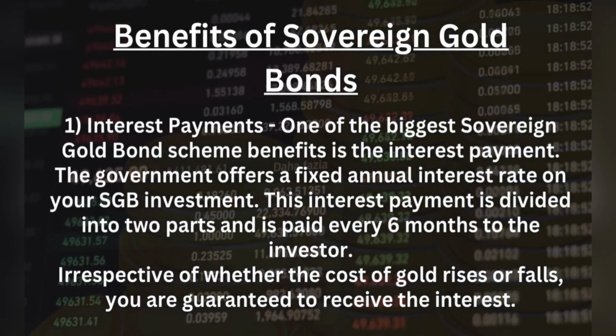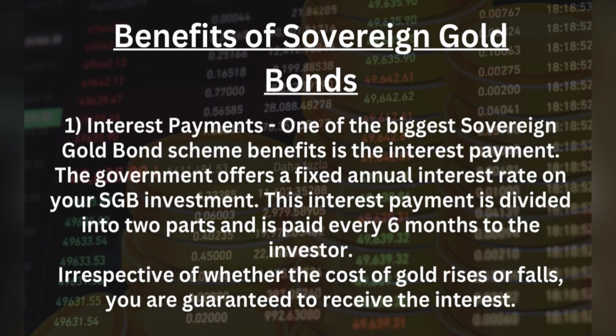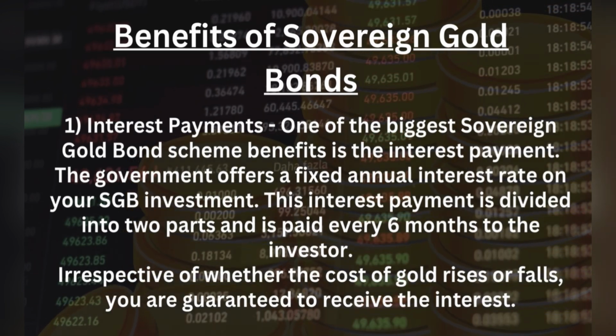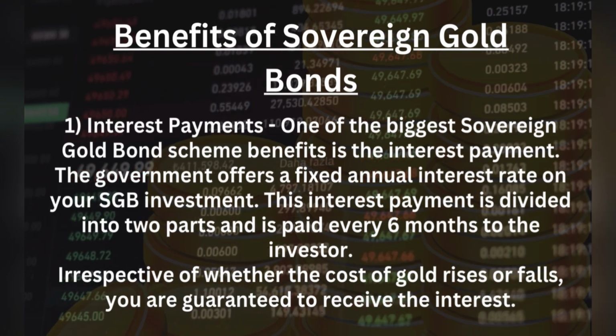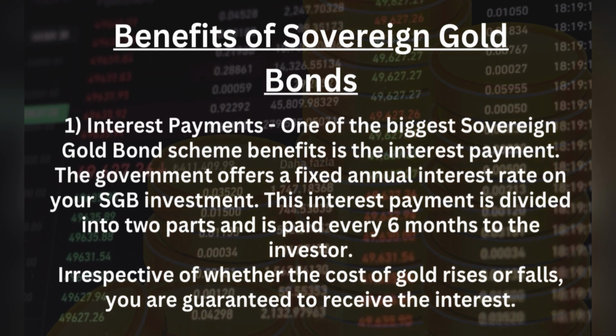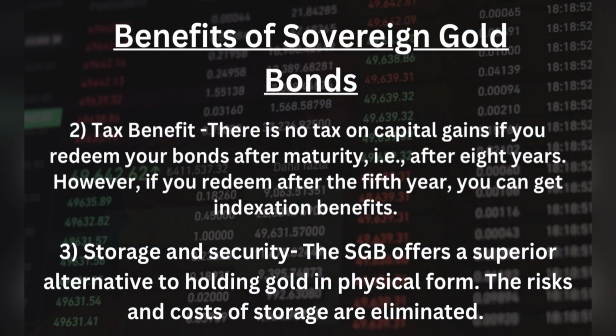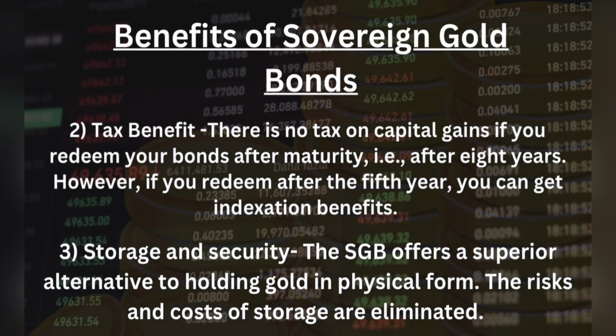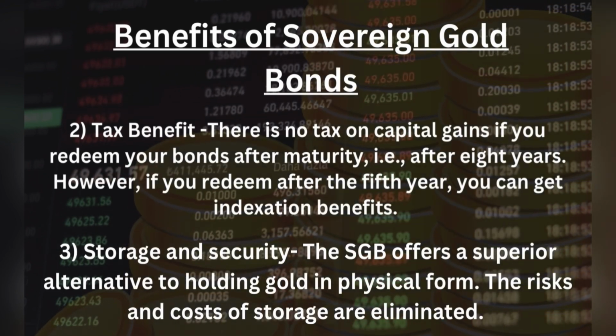It is evident that SGBs come with a variety of benefits. One major benefit of the sovereign gold bond scheme is the interest payment. The government provides a fixed annual interest rate on your SGB investment. This interest is paid biannually to the investor, regardless of fluctuations in the gold price. Second, redeeming your bonds after the maturity period of 8 years incurs no capital gains tax.